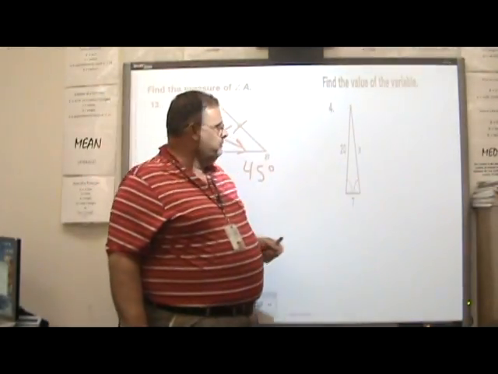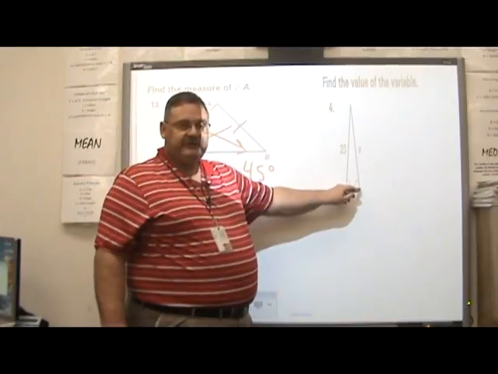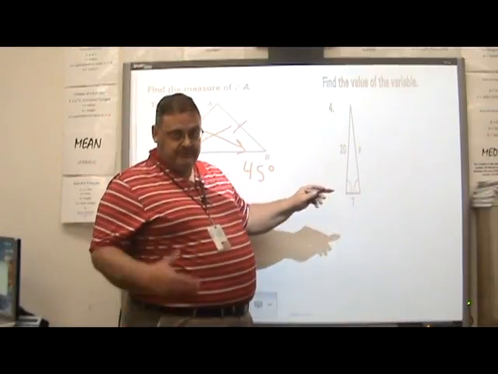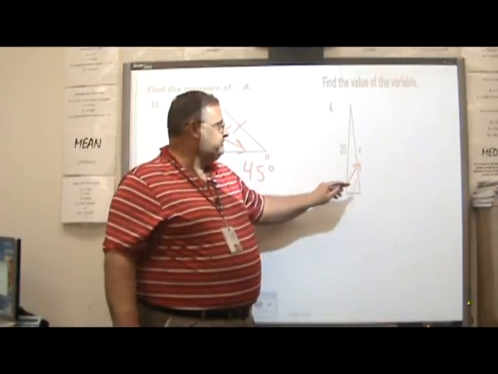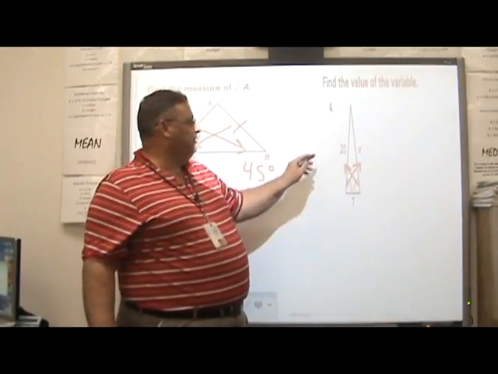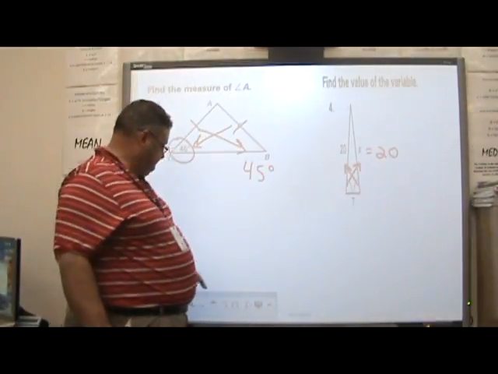Here we have a triangle. We don't know all the side lengths, but oh, wait a minute. We see that these 2 angles are congruent. So the base angles, base angle theorem, are congruent, so that opposite side must also be congruent. So if this side length is 20, then x is 20. Okay?